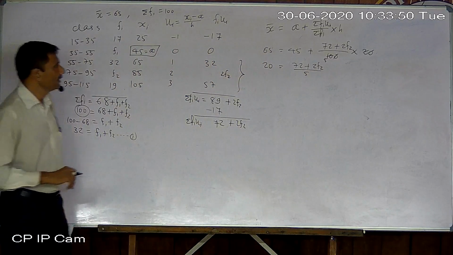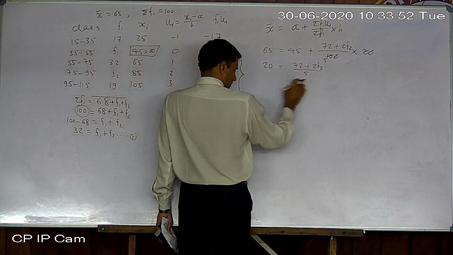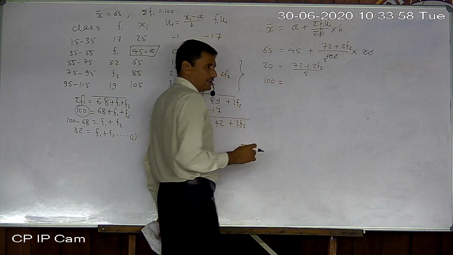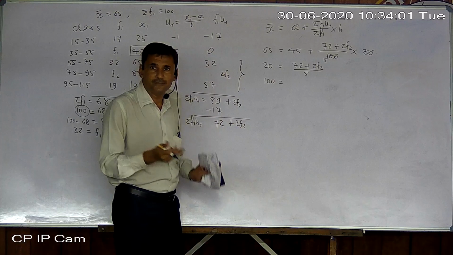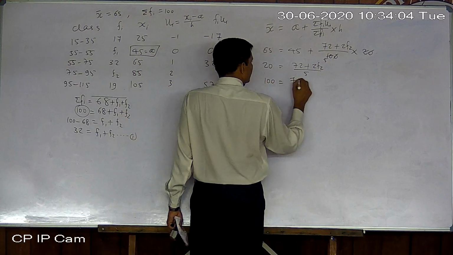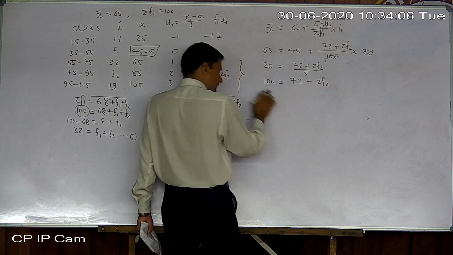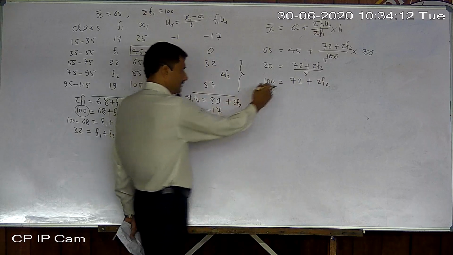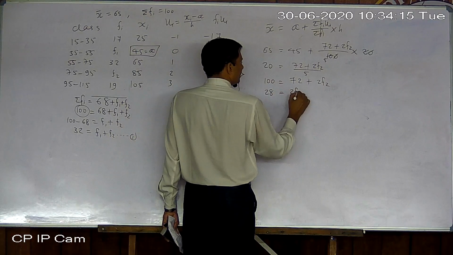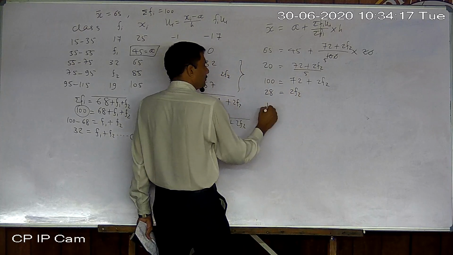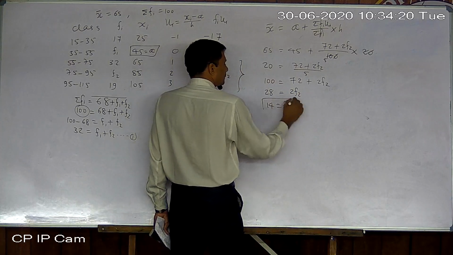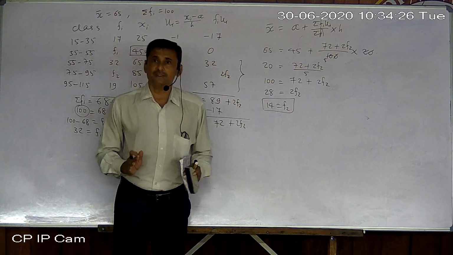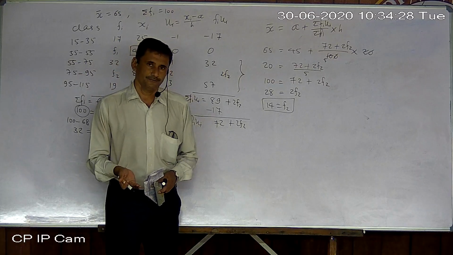Now just simplify. 5 comes here, so it will become 20 into 5, 100. Again, I have not shown that step, 20 into 5, there. Directly write 100. So 72 plus 2f2. Now subtract 72 here, so it will be 28. 72 comes here, so 28 is equal to 2f2. Now 28 divided by 2, 14. So we got one frequency, 14. Now after getting one, very easily you can find the second one.